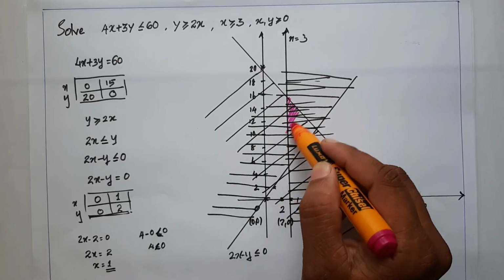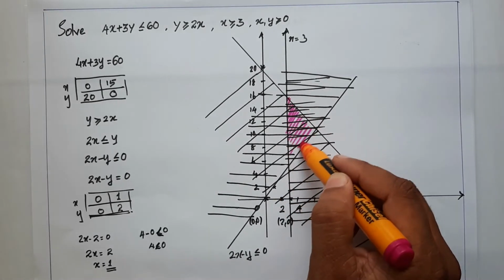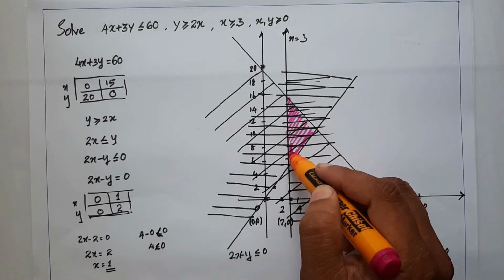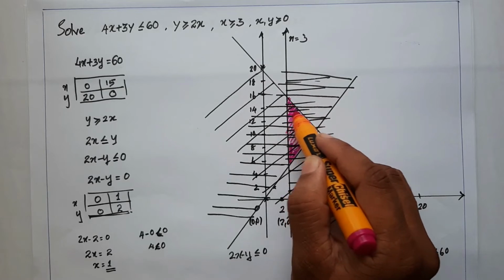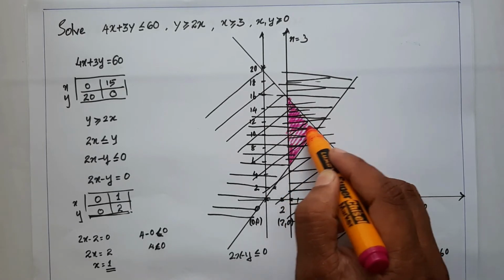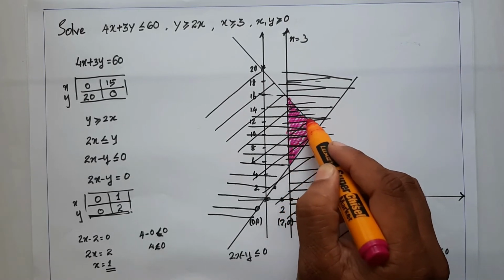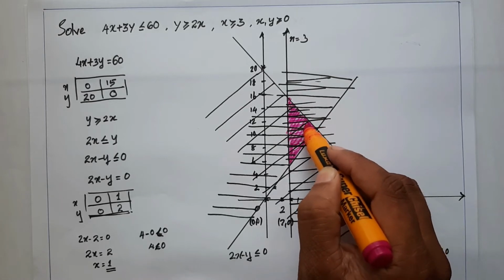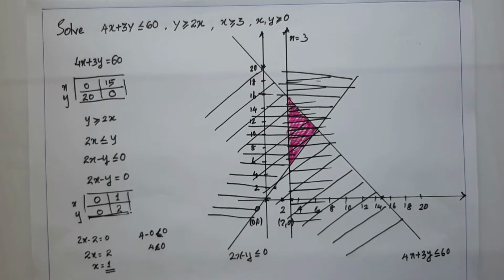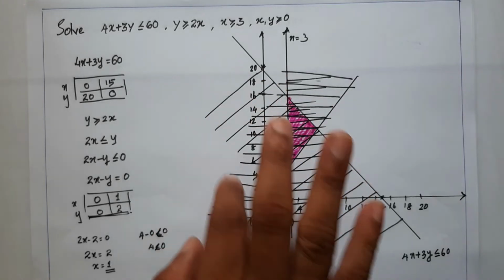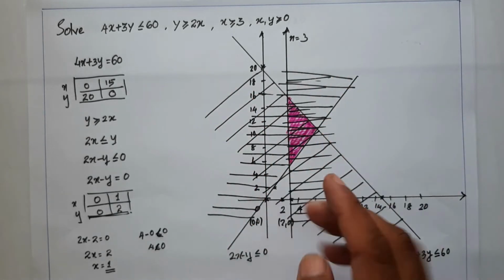Our common solution part is this triangular region, which is the common solution part. This is the common solution of these four inequalities: 4x plus 3y less than or equal to 60, y greater than or equal to 2x, x greater than or equal to 3. Also x greater than 0, y greater than 0 means first quadrant.